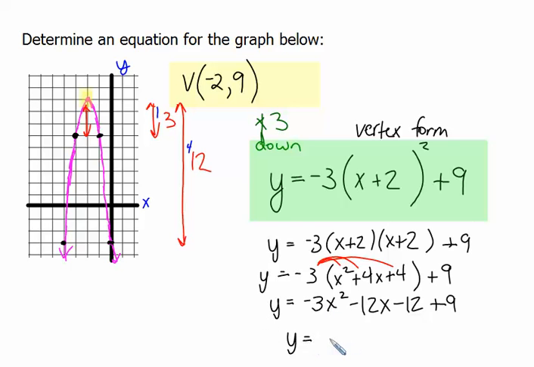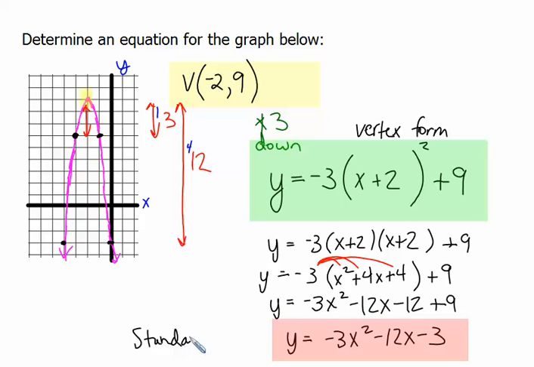And when we combine like terms, it's going to be y equals negative 3x squared minus 12x, and then a negative 12 plus 9 would be a minus 3. This will be our final answer in standard form. And the reason it's called standard form is because we typically write the graphs as x squared, x, and a constant. So it's the standard way of doing things.